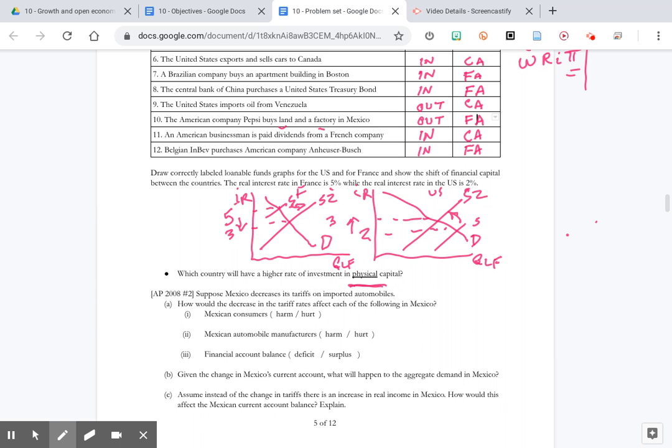And so that lower interest rate, think about it like this. Interest rate in France goes down. So therefore, investment spending in France goes up. So we'd say that France has more investment in physical capital because France is going to have the lower interest rate.